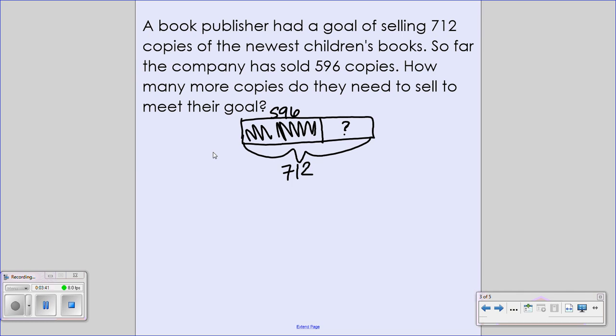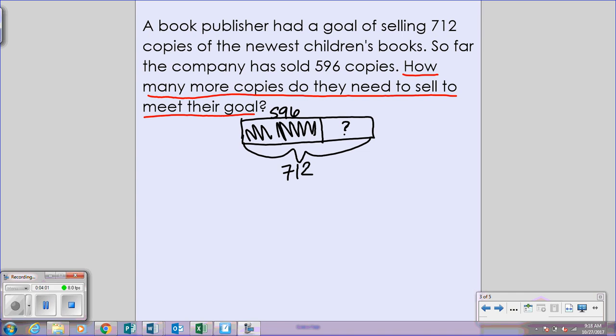How am I going to make an answer sentence? Go ahead and make an answer sentence if you can figure it out. If you don't know, look carefully at just the question. How many more copies do they need to sell to meet their goal? Try that in your notebook right now, and then we'll come back together and share.